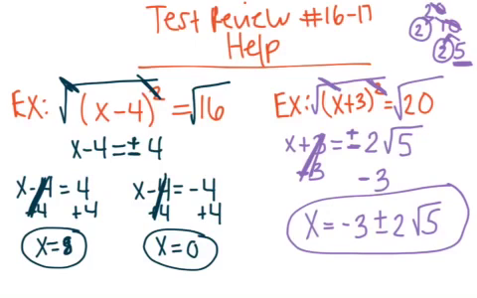If it asks for you in decimal form, you just plug that into the calculator. But to do that, you'd have to break it into negative 3 plus 2 square roots of 5 and negative 3 minus 2 square roots of 5. So I hope that that helps you with numbers 16 and 17 on your test review.